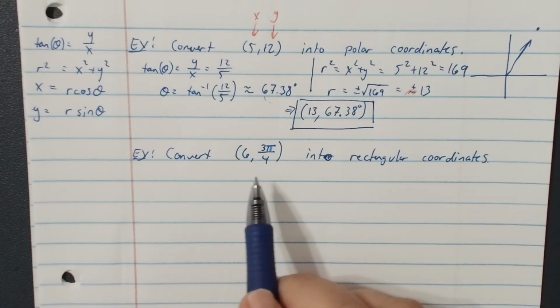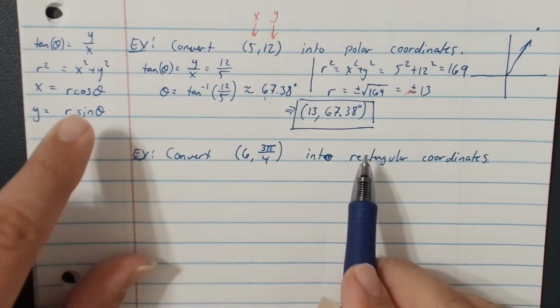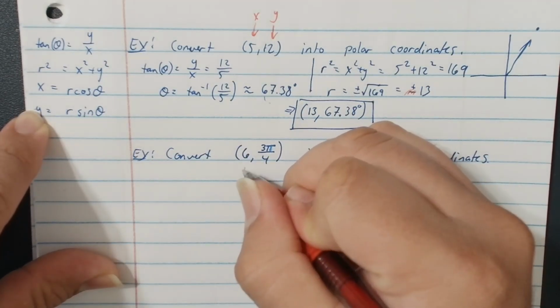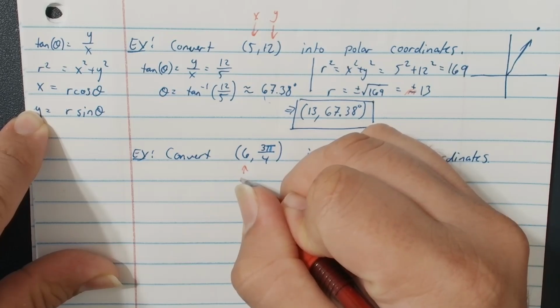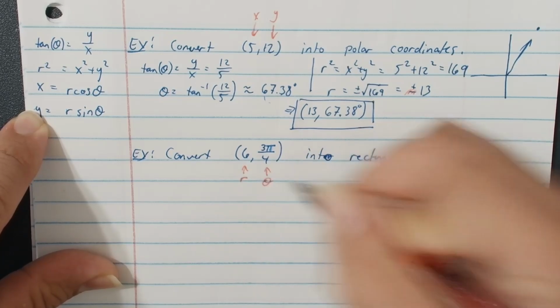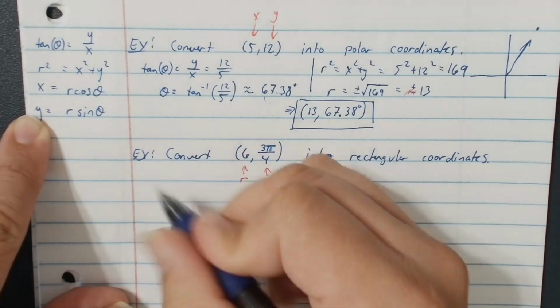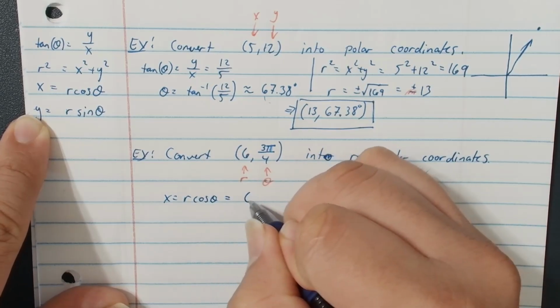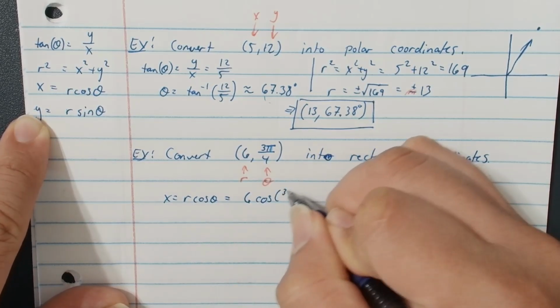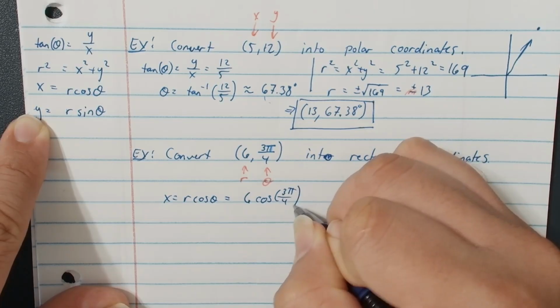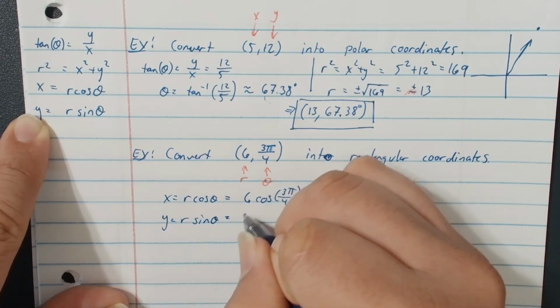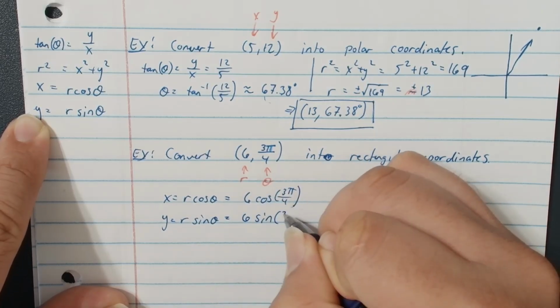Now over here, we want to convert this back to rectangular coordinates. All right, so if the point we want to convert is in polar, then this must be your r and this must be your theta. So that means that our x is r cosine theta, which is 6 cosine of 3 pi fourths. And y is equal to r sine of theta, which is 6 times the sine of 3 pi fourths.